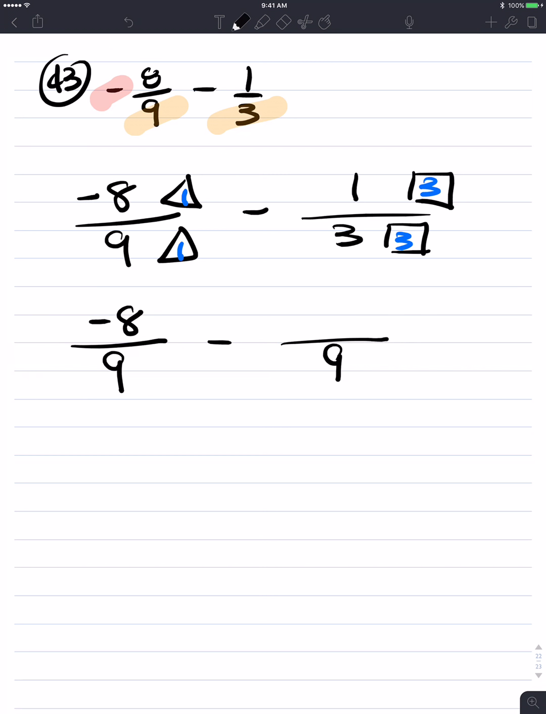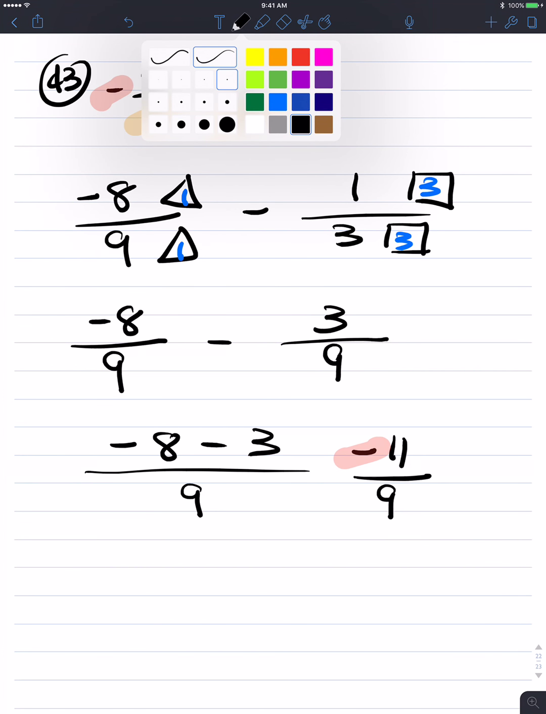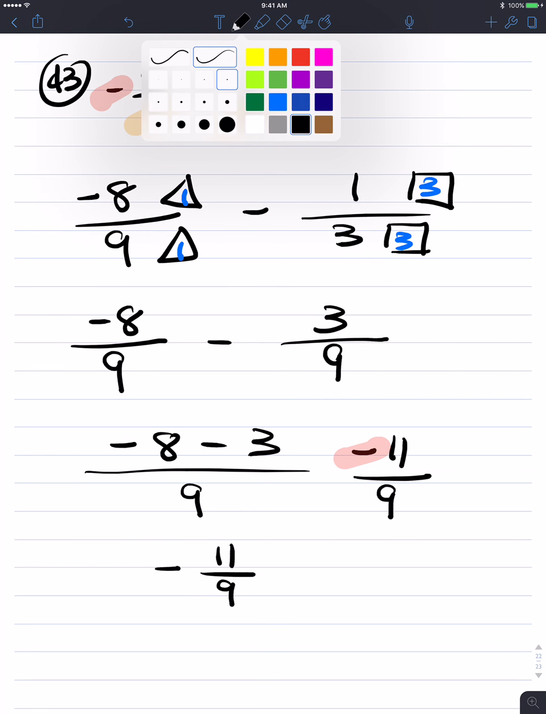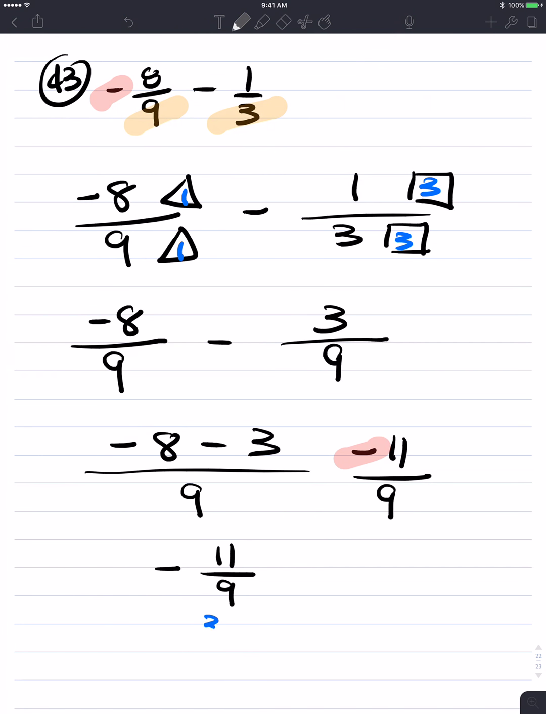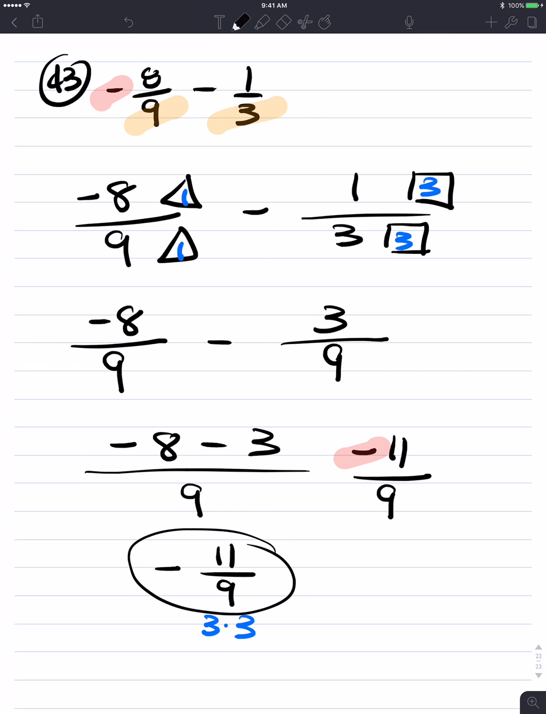Negative 8 times 1 is negative 8. 1 times 3 is 3. Negative 8 minus 3 over 9, and we get negative 11 over 9. Now that negative sign in the numerator can be placed at the same level as our division sign. We do this so that we can simplify our fraction. Now 11 can't be broken down, but 9 can be as 3 times 3. Notice that 11 does not cancel with any of my 3's. The fraction is simplified. We are done.